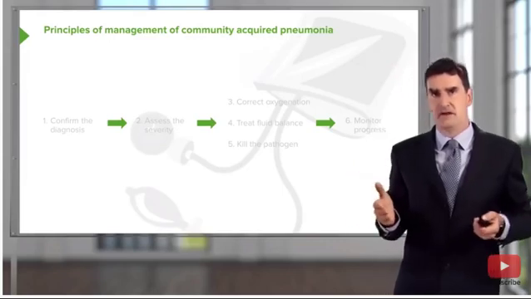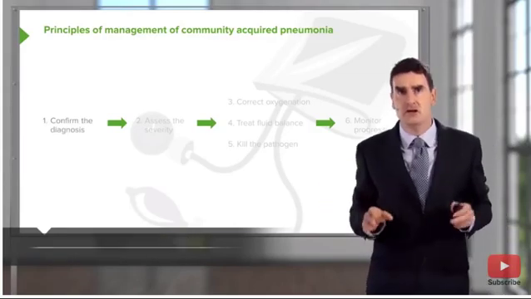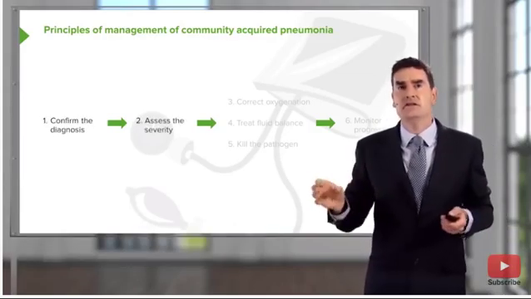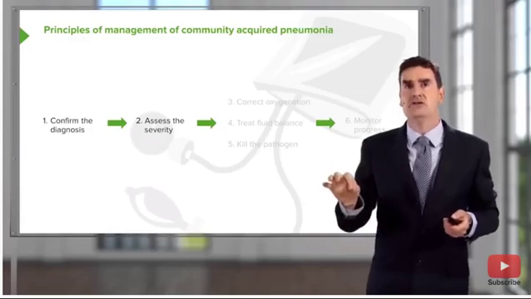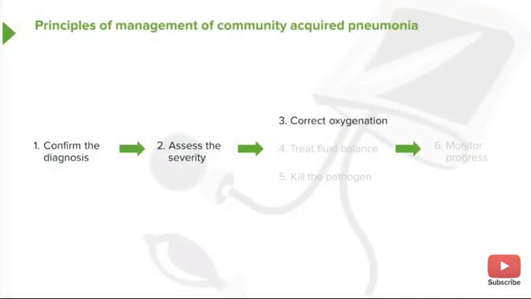So what are the principles of management of somebody who's presenting with what seems to be a community-acquired pneumonia? Well, first of all, you need to confirm the diagnosis. Then you need to assess the severity, and then you need to think about treatment. And that has three main components to it. Correct the oxygenation, because that's the risk for mortality. Treat the fluid balance. Again, hypotension is a risk for the patient. And three, clearly, it's an infection, and you need to kill the pathogen, and that's going to require antibiotics. And then you need to monitor to make sure that the patient's improving with whatever management you've instigated.